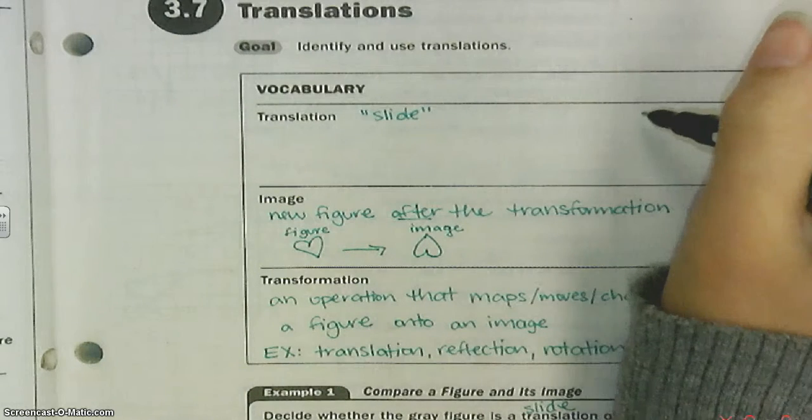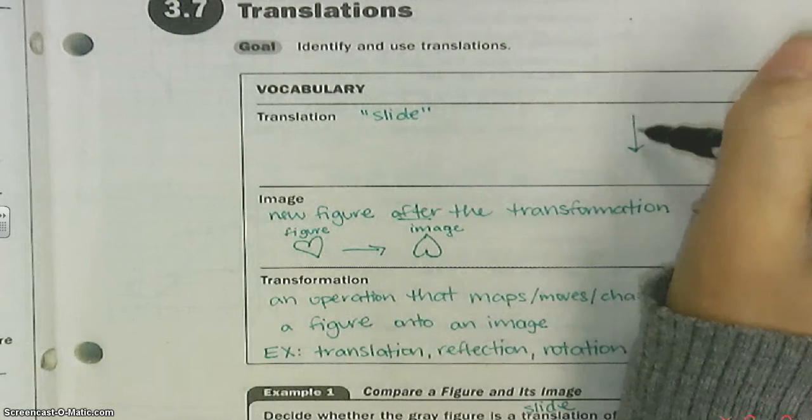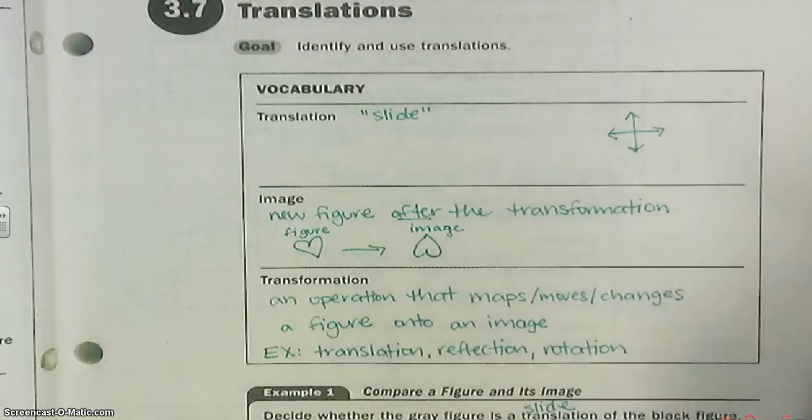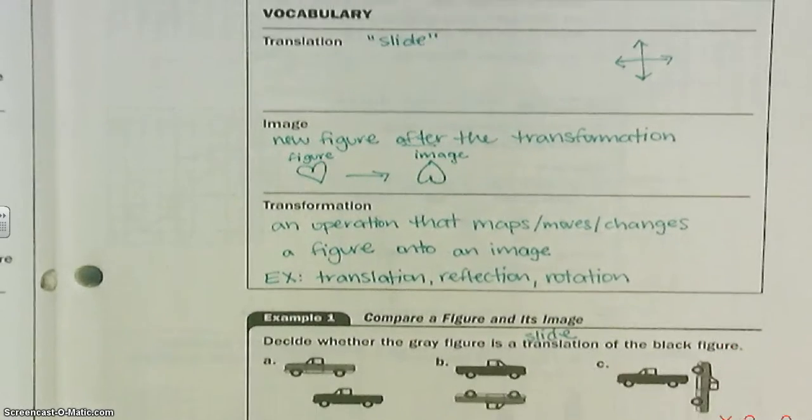So maybe we should make a note here about translations. Translations can be up, down, left, right. It's kind of what we're looking at for translations, sliding it.